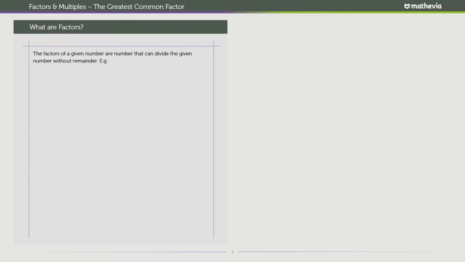Now, the factors of a given number are numbers that can divide the given number without remainder. Okay, so a number that can divide a number is a factor of that number. Okay, so the numbers that can divide 10 are the factors of 10. The numbers that can divide 10 without any remainder are the factors of 10.